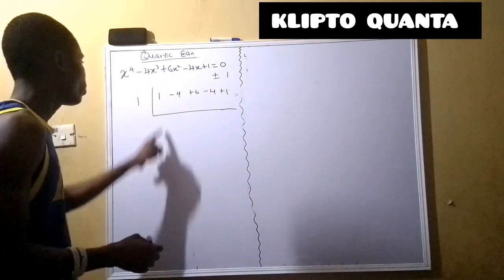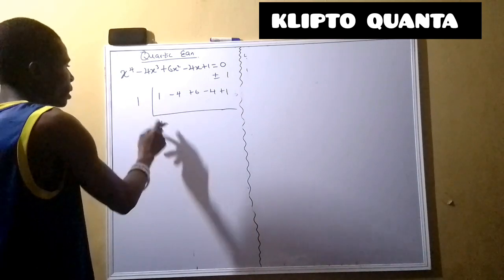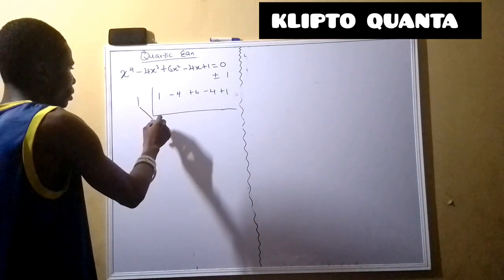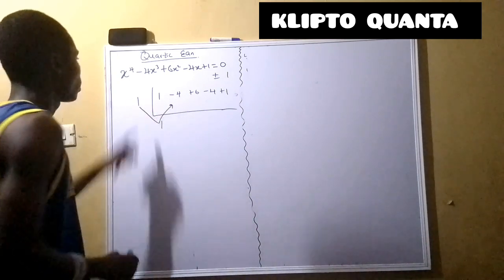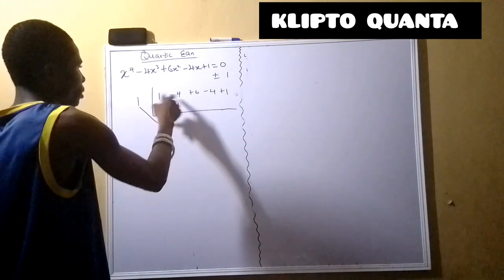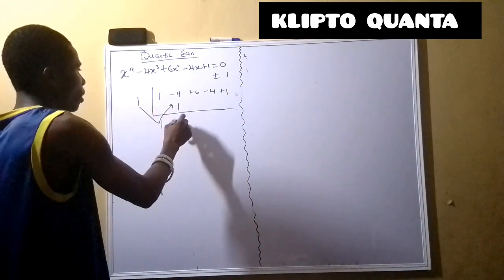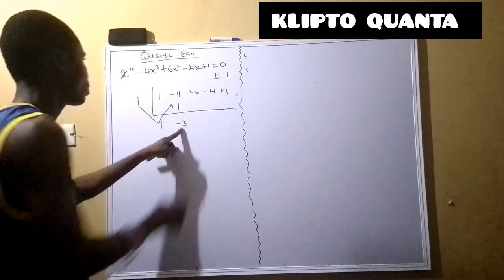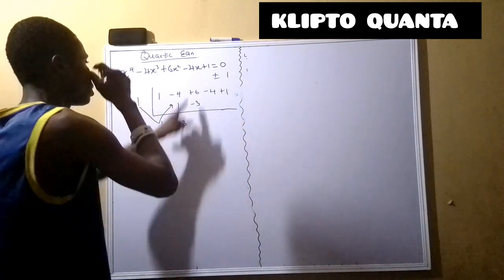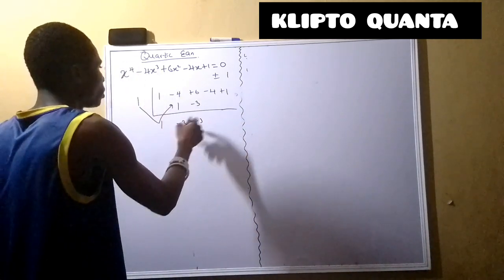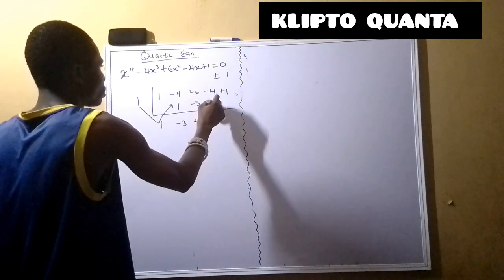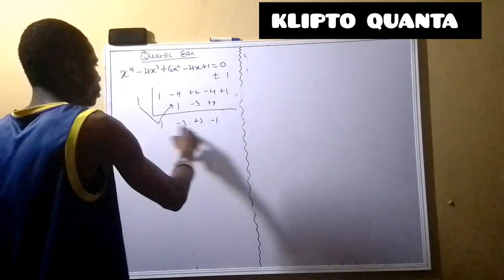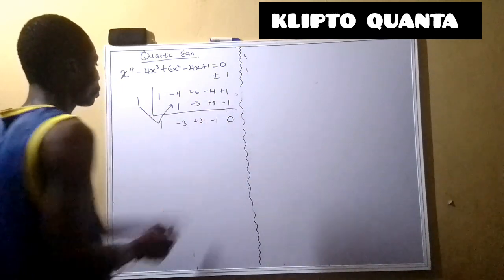So whatever I say, you bring it down. We have 1. Then 1 times, you multiply this. Then put your answer here. 1 times 1, you have what, guys? 1. Then you add them together. -4 plus 1, you have -3. Are you with me? Then same thing again. 1 times -3 is -3. This gives us what? +3. 1 times +3 is plus 3. This gives us what? -1. Then -1. This gives us 0. This should already give us 0.